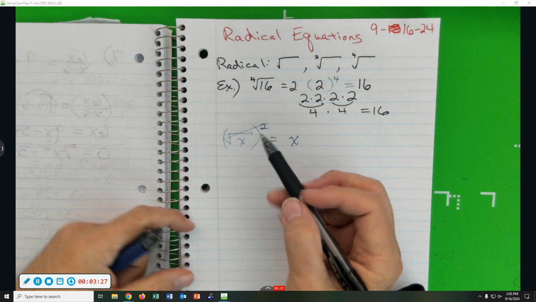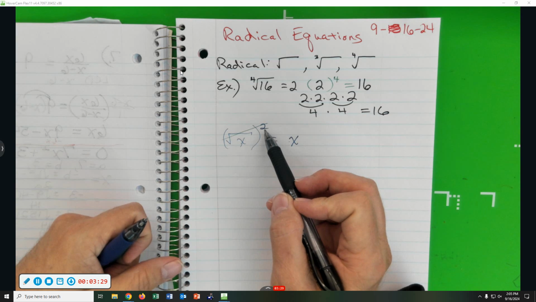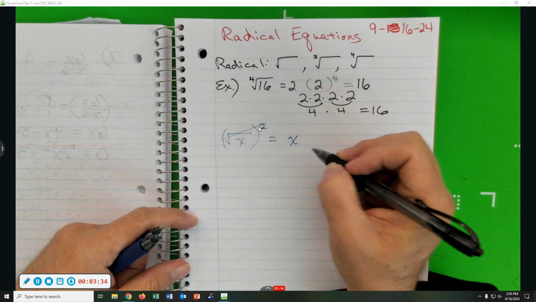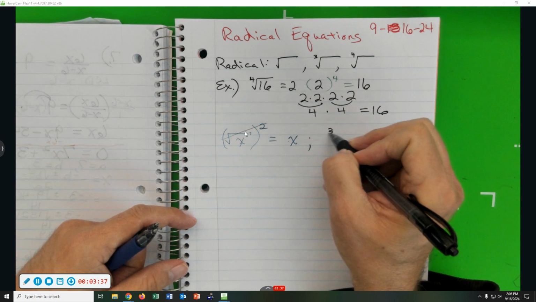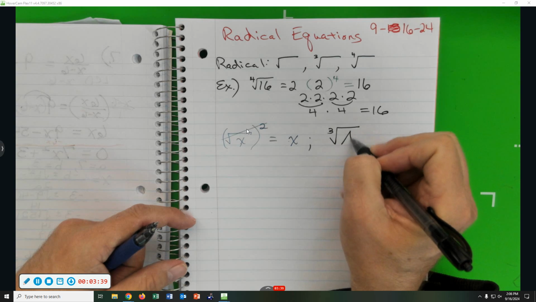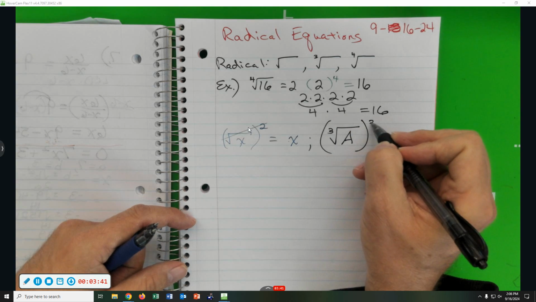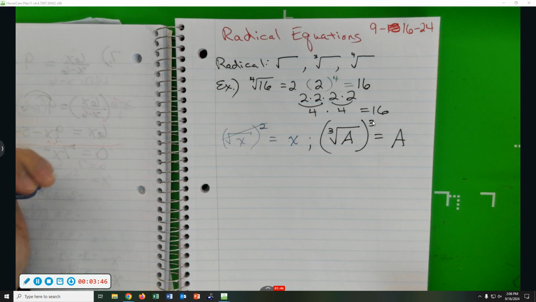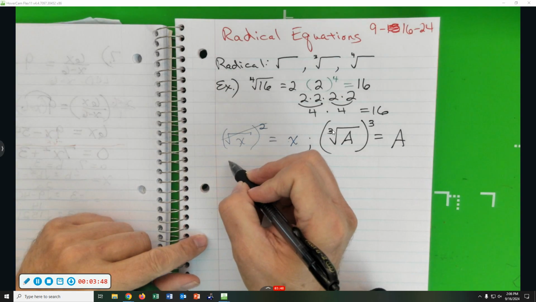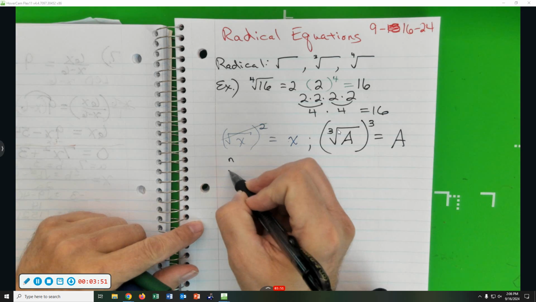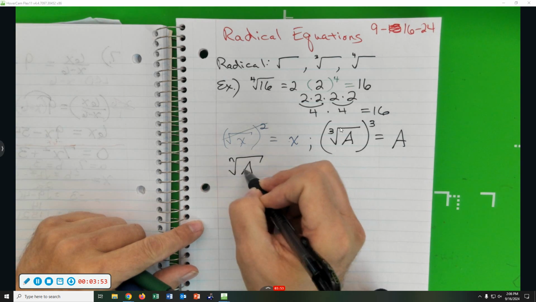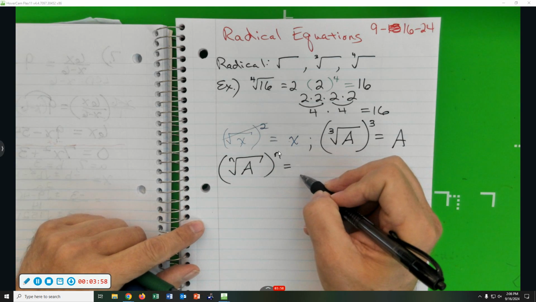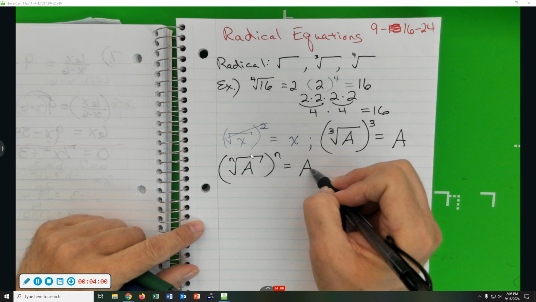As long as the power on the radical is equal to the index, those things cancel out. So if we had a cube root of a and we cubed it, it would just give us a. In general, if you have the nth root of a and you raise it to the nth power, that's going to leave you with just a.